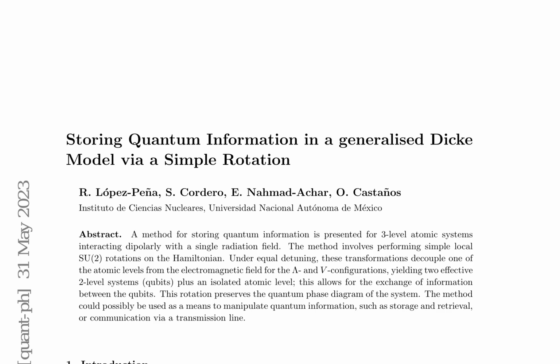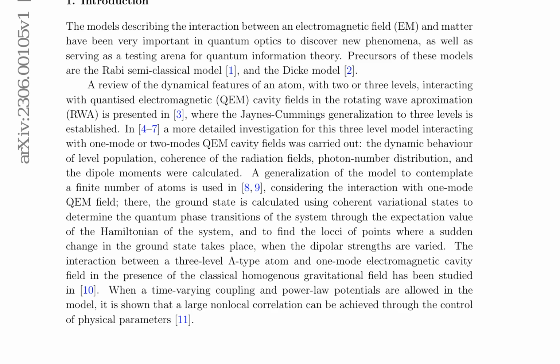Storing quantum information in three-level atomic systems interacting with a single radiation field is made possible through a novel method. By performing simple local SU rotations on the Hamiltonian, one atomic level is decoupled from the electromagnetic field under equal detuning for both Lambda and V configurations. This transformation yields two effective two-level systems, or qubits, plus an isolated atomic level, enabling information exchange between the qubits.